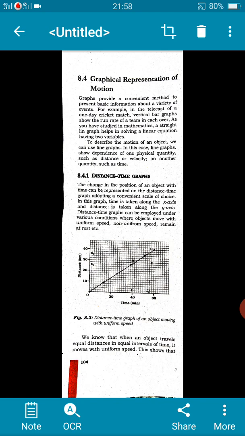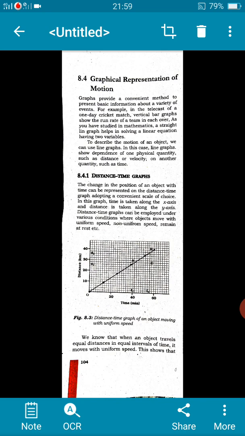When you draw a graph, you know that the independent quantity is always taken along the x-axis and the dependent quantity is taken along the y-axis. First we can discuss the distance versus time graph. In the distance versus time graph, the time is taken along the x-axis and the distance along the y-axis.